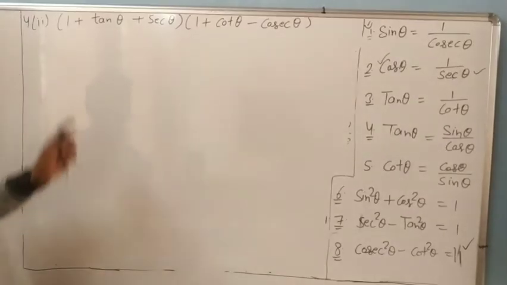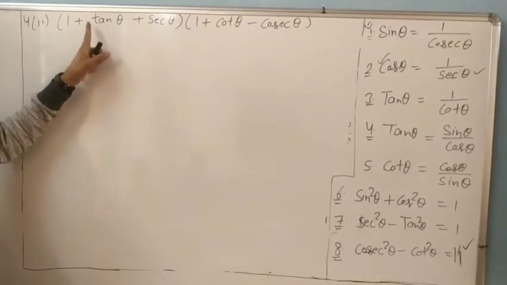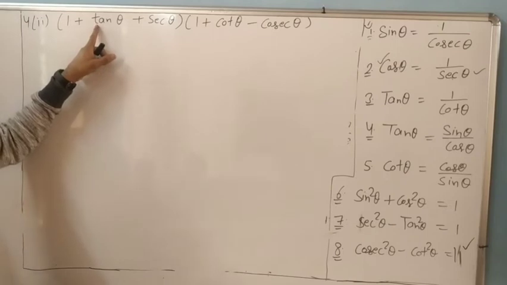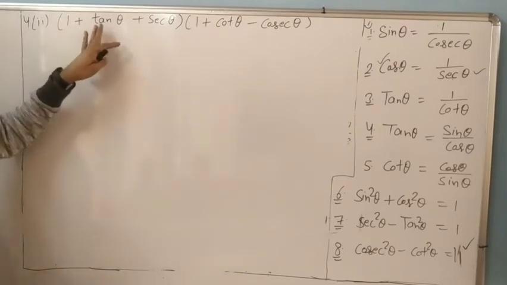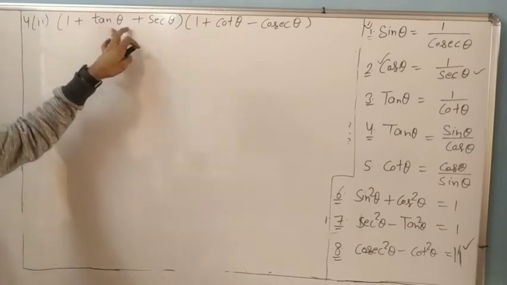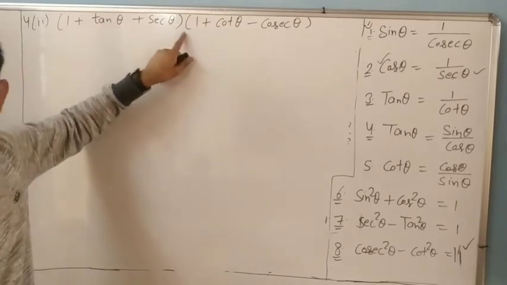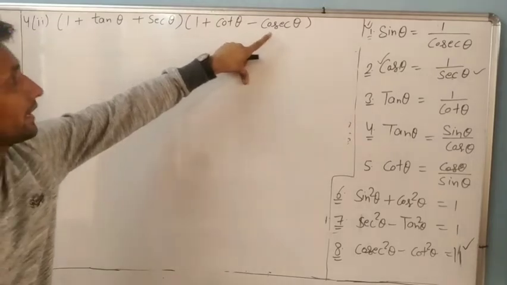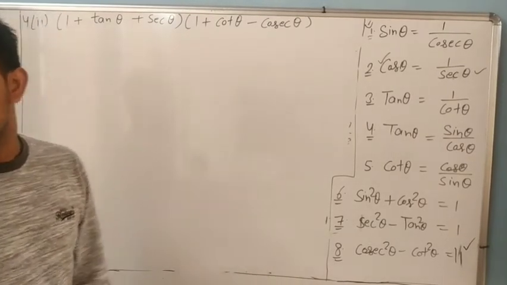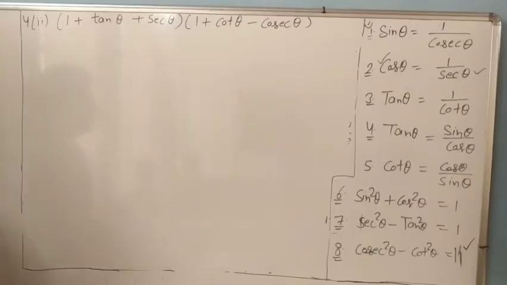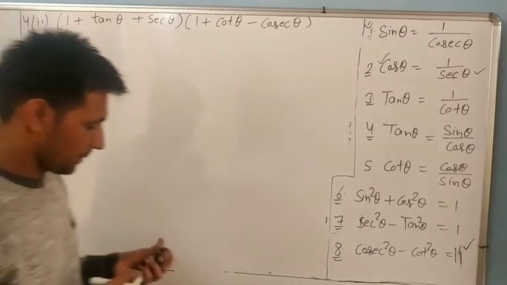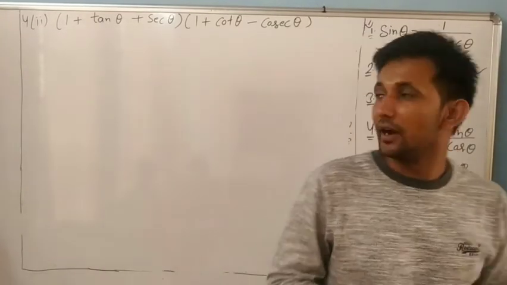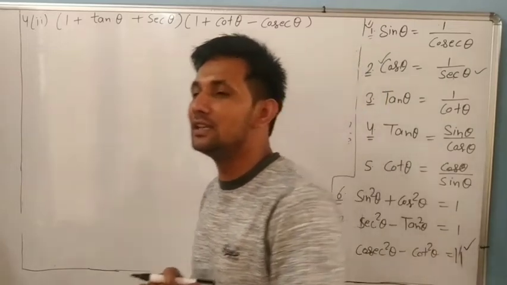Look at the second part. 1 plus tan theta plus sec theta, multiplied by 1 plus cot theta minus cosec theta. The plus sign and the minus sign are both the same, so don't be confused, okay? So what did I tell you before? What did I tell you 2 minutes ago? Always change to sine and cos.